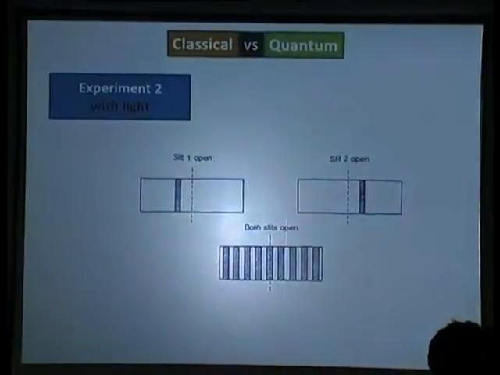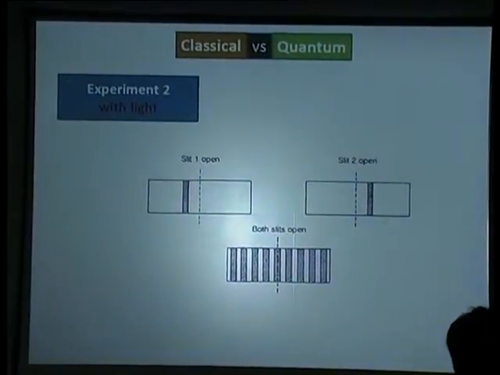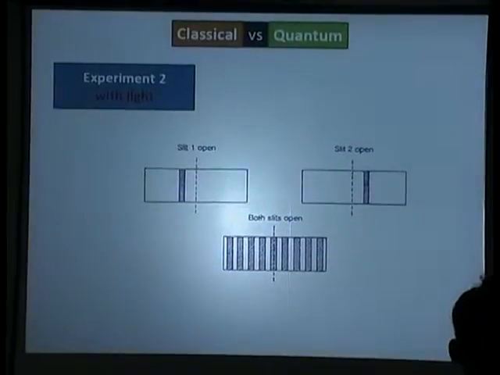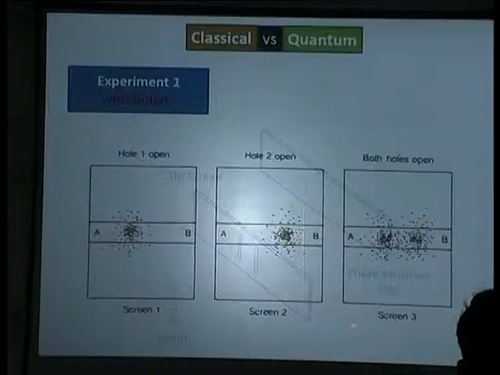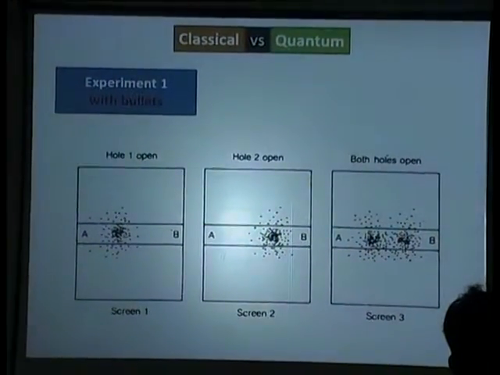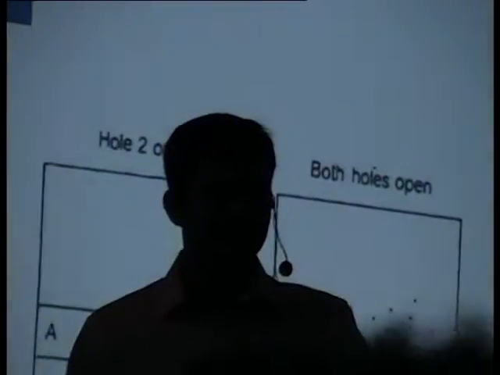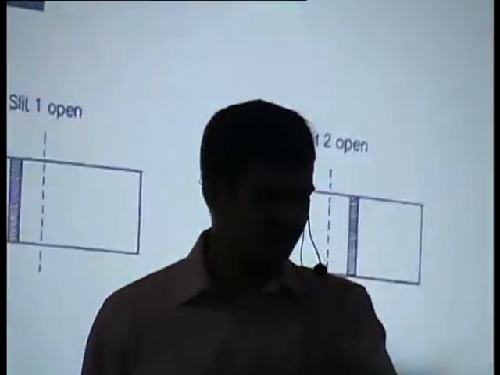Okay, so this is something strange, right? So why is it not coming in the same way as I got this one? I should have got it. If I get this one with bullets, why not with light will I get this one? Okay, these are the actual experiments.